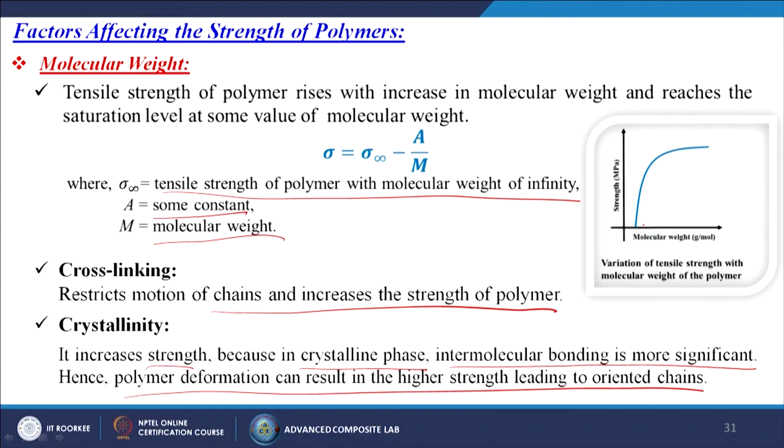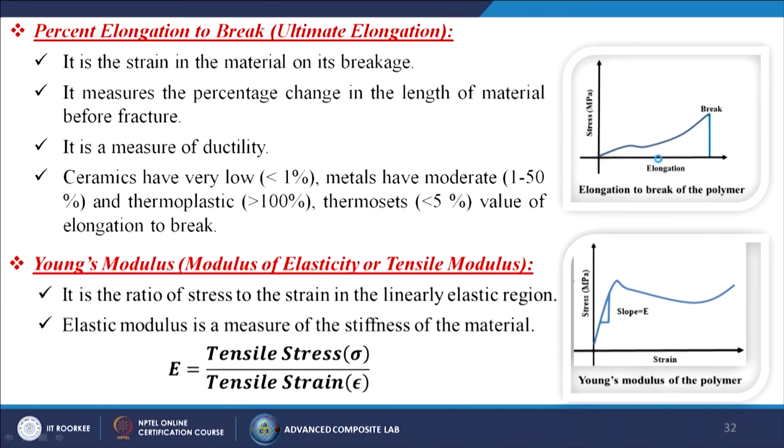You can see molecular weight and strength. If we are increasing the molecular weight up to a certain point, the strength will increase, and after that it will become constant. Now, we are going to discuss the percentage elongation at break, also known as the ultimate elongation. It is the strain in the material up to its breakage.